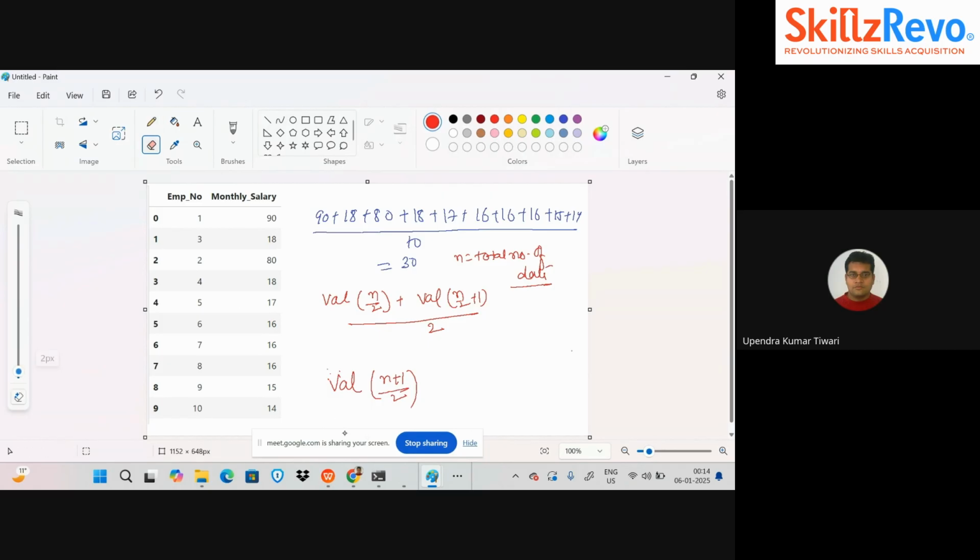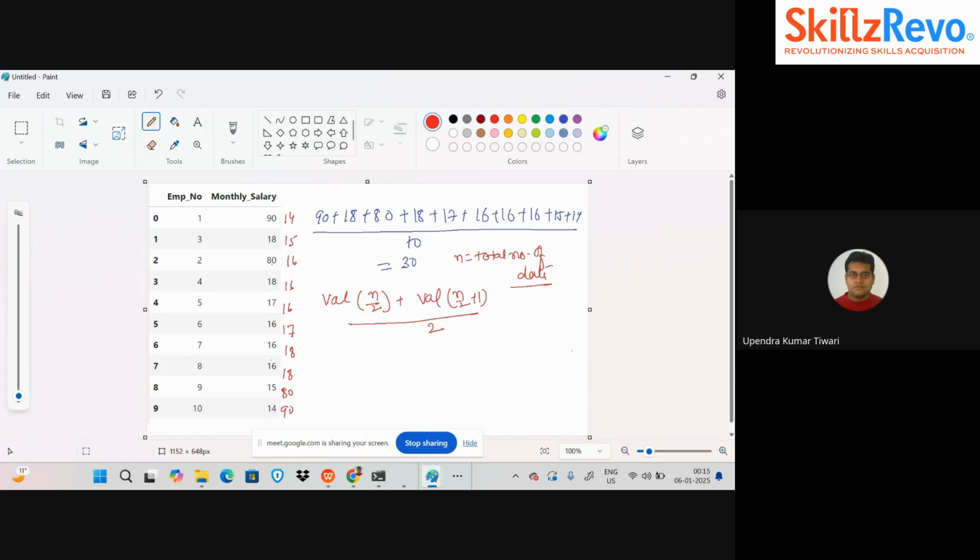first of all, as I've said, we need to convert this into ascending order. This is the data. Let's convert it into ascending order. What is the minimum value? 14. After 14, 15. Then 3 times we have 16. Only one time we have 17. Then 2 times we have 18. And then 80 and 90. This is the ascending order of our data now. Yes or no, everyone? Yes, yes. Okay.